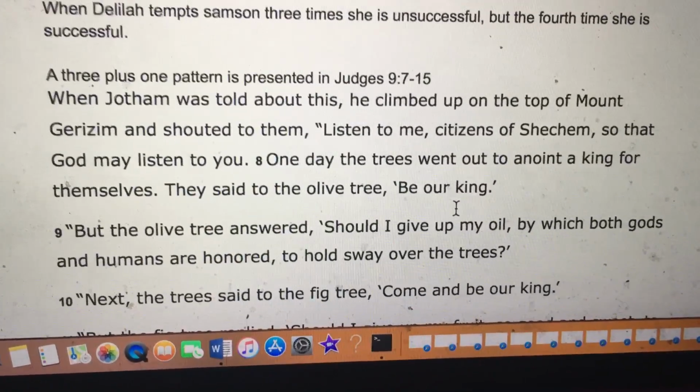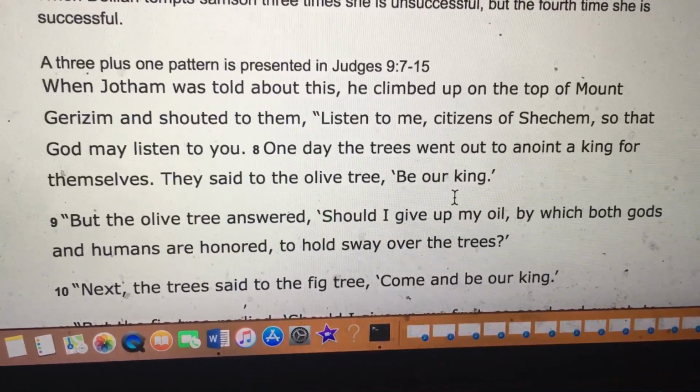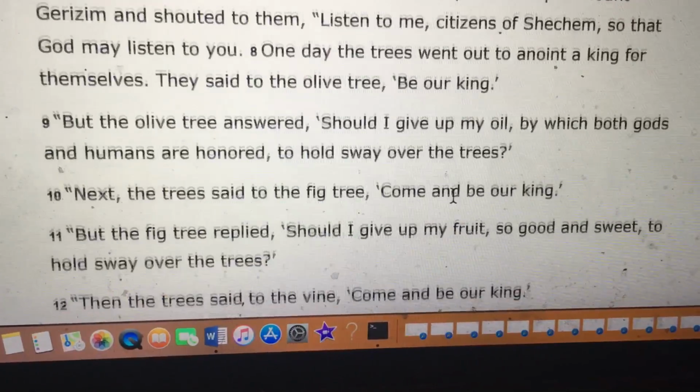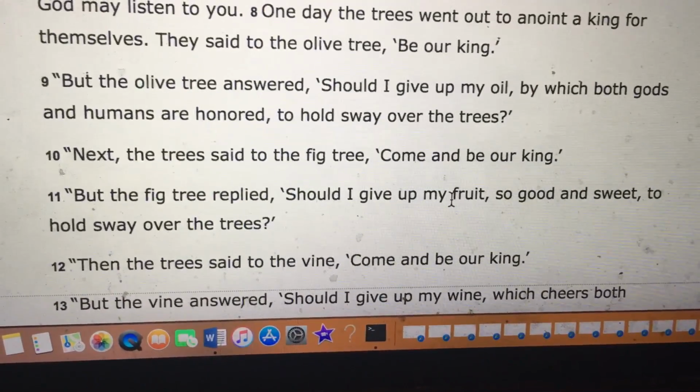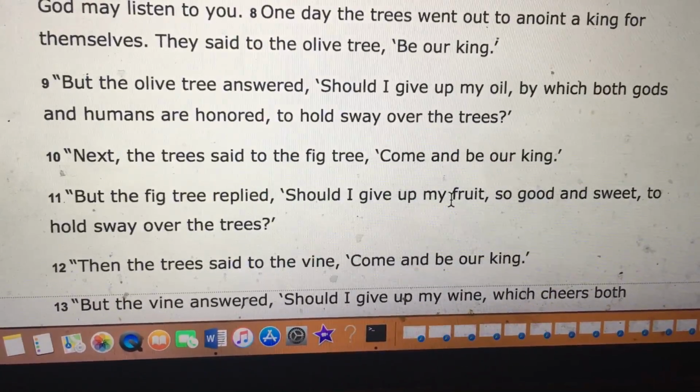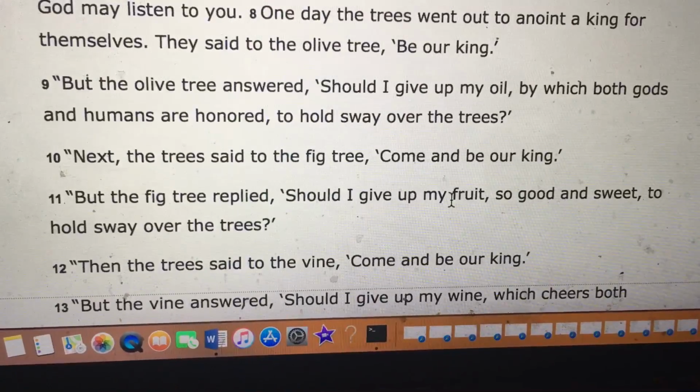One day the trees went out to anoint a king for themselves. They said to the olive tree, "Be our king." But the olive tree answered, "Should I give up my oil, by which both gods and humans are honored, to hold sway over the trees?"